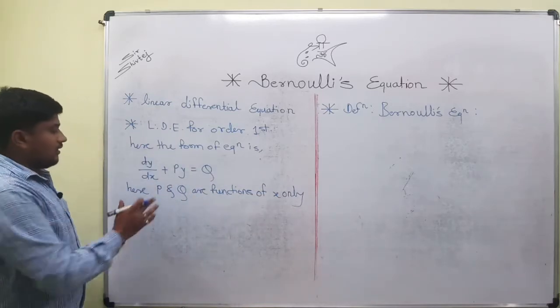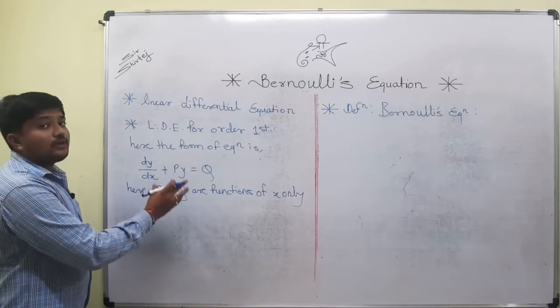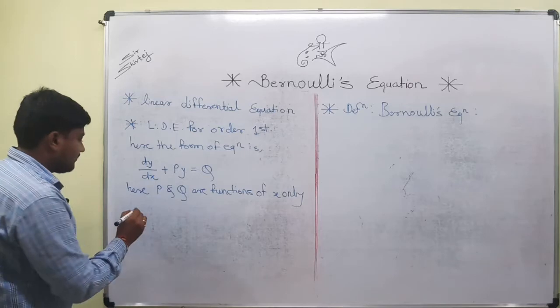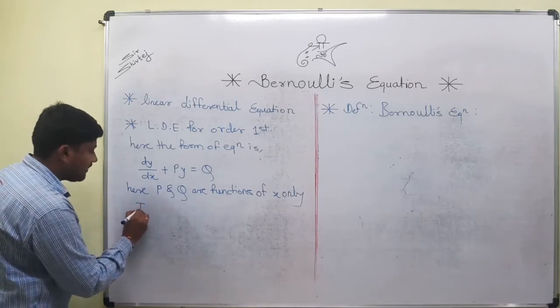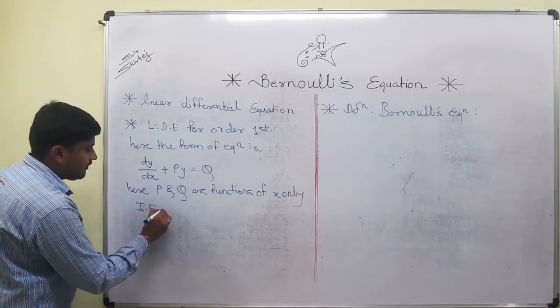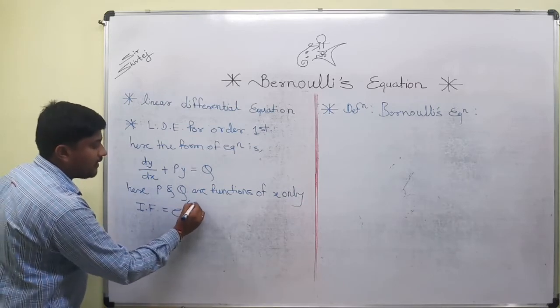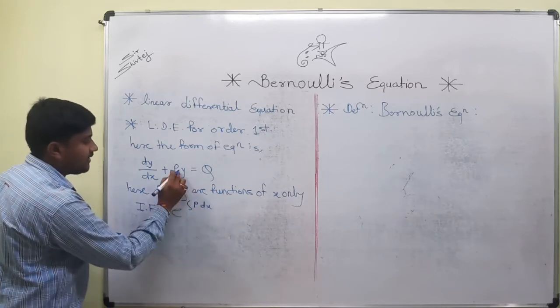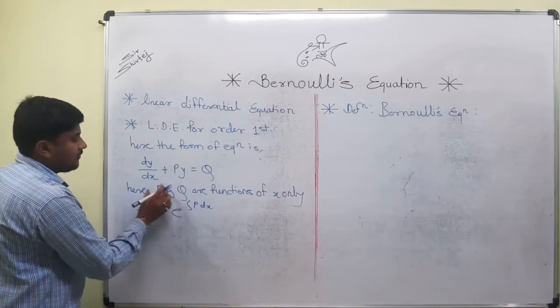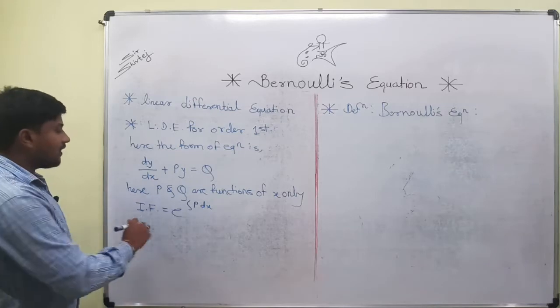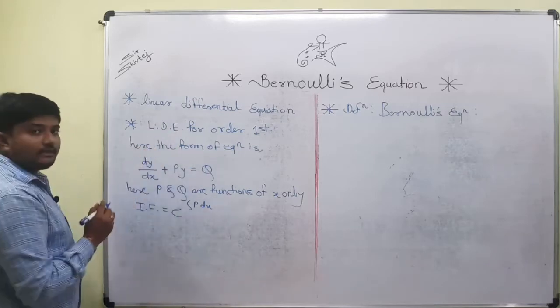Now, what is used for the solution of LDE? We use the integrating factor. What is the integrating factor? It is equal to e raised to the integral of P dx, since P and Q are related to x, therefore here we take dx. Now what is the solution of that equation?